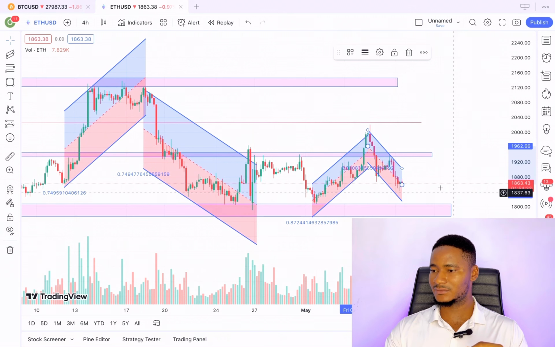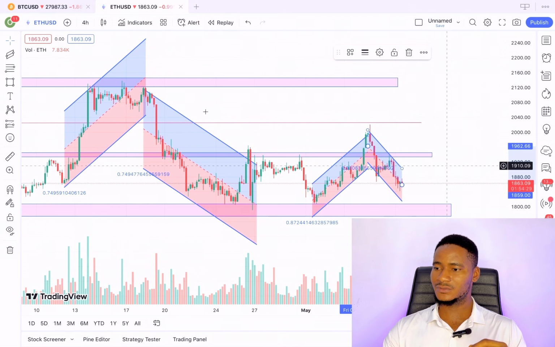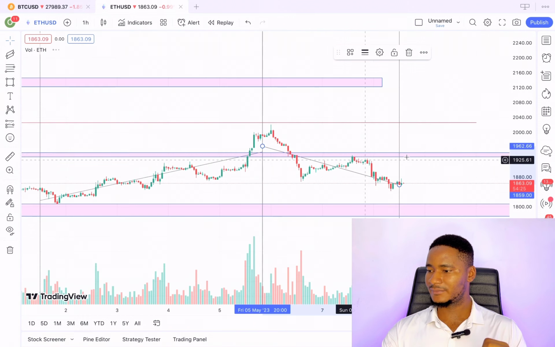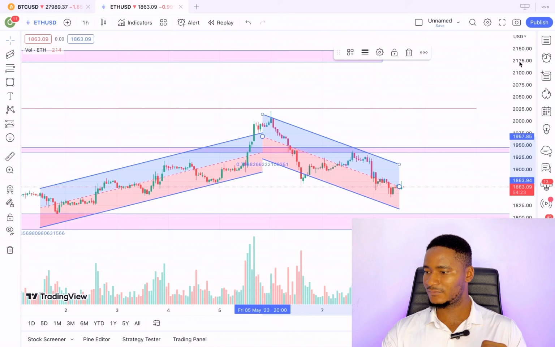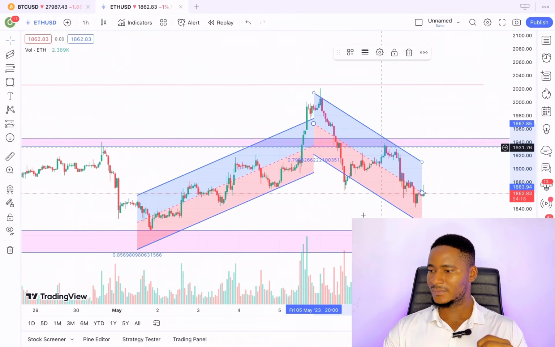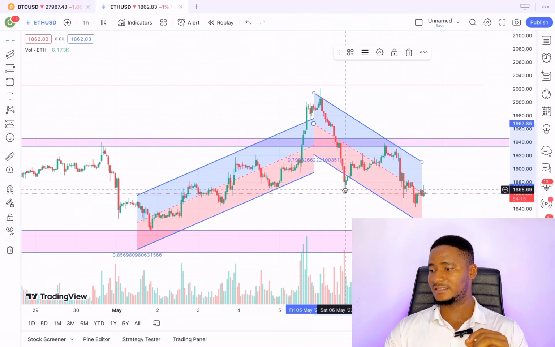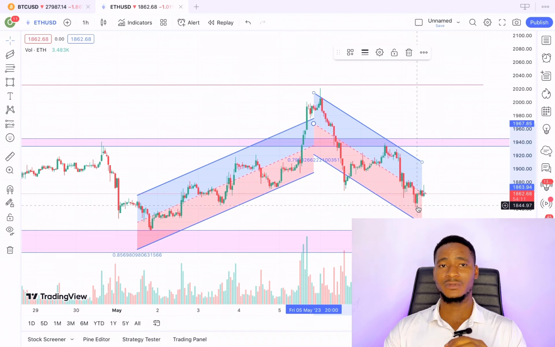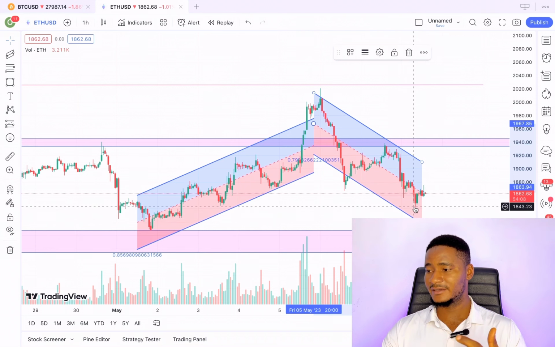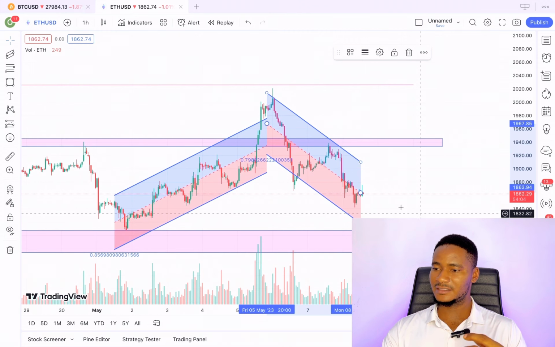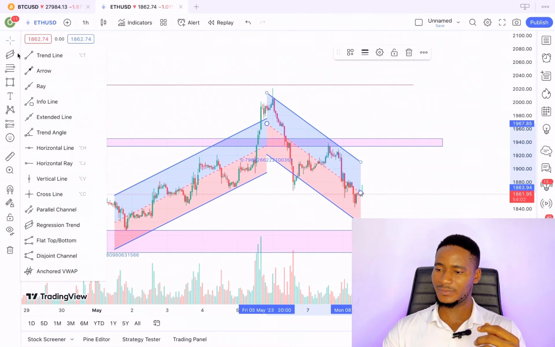I have marked out these various areas, and I'll just go to 1 hour time frame. On the 1 hour time frame, it will give a clearer picture of my entry or my exit point. We haven't really tested this, but like I said, whenever we are in the red zone, it is a point to buy, and from here, with your analysis, it will help tell when next we will be going up. So you use the parallel channel.